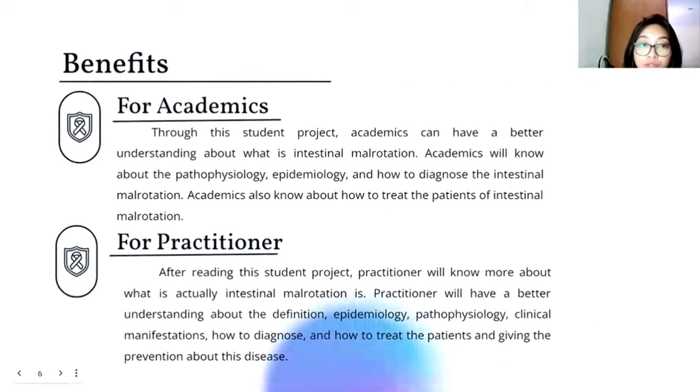For academics, through this student project, academics can have a better understanding of what intestinal malrotation is. Academics will know about the pathophysiology, epidemiology, and how to diagnose and treat patients with intestinal malrotation. For practitioners, after reading the student project, they will have a better understanding of the definition, epidemiology, pathophysiology, clinical manifestations, how to diagnose and treat patients, and giving preventions about this disease.